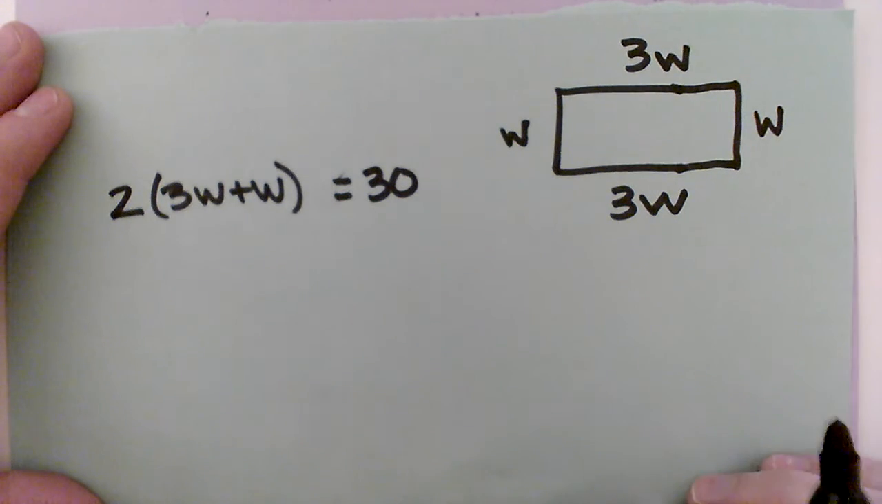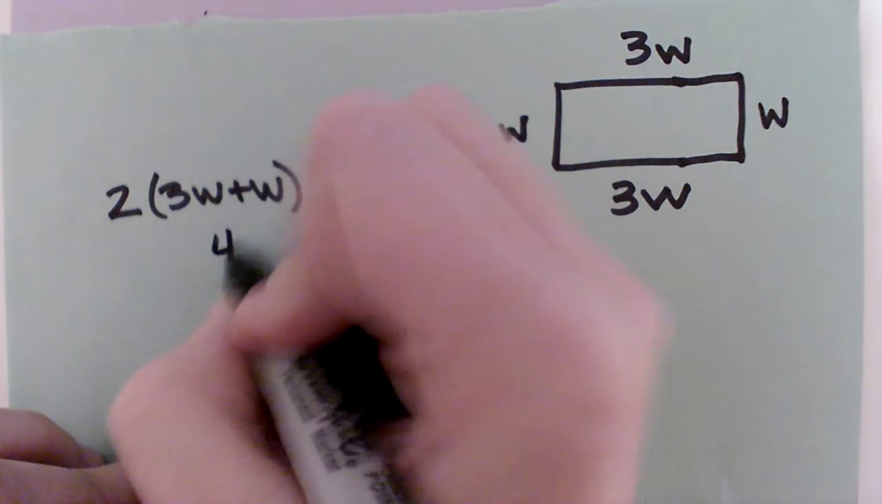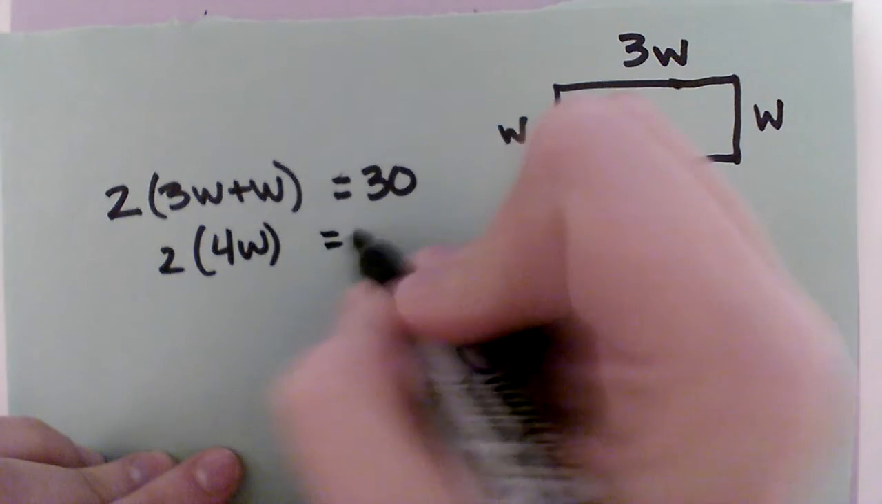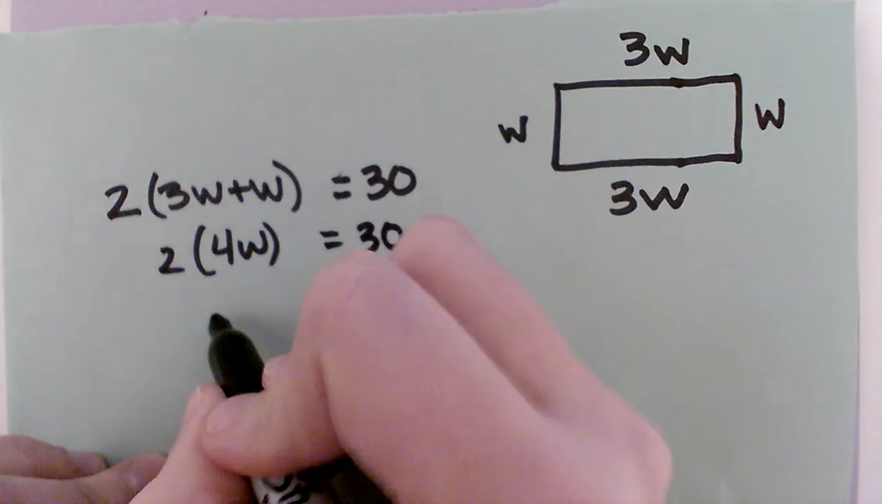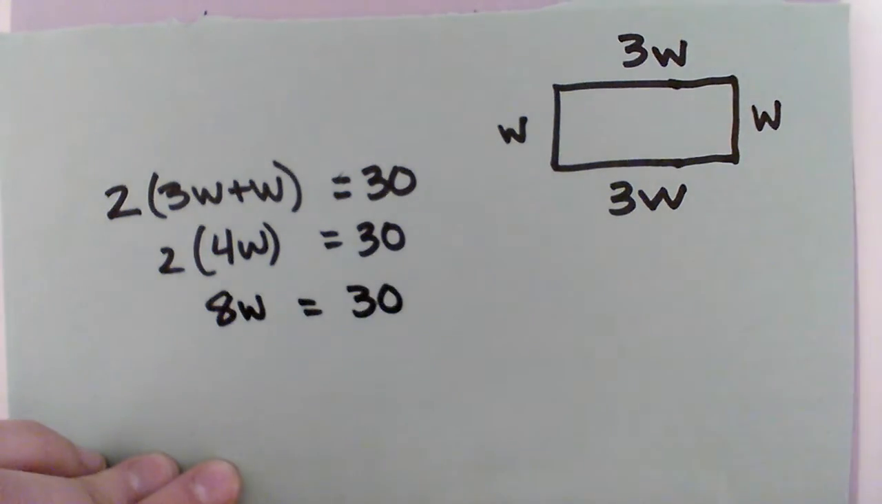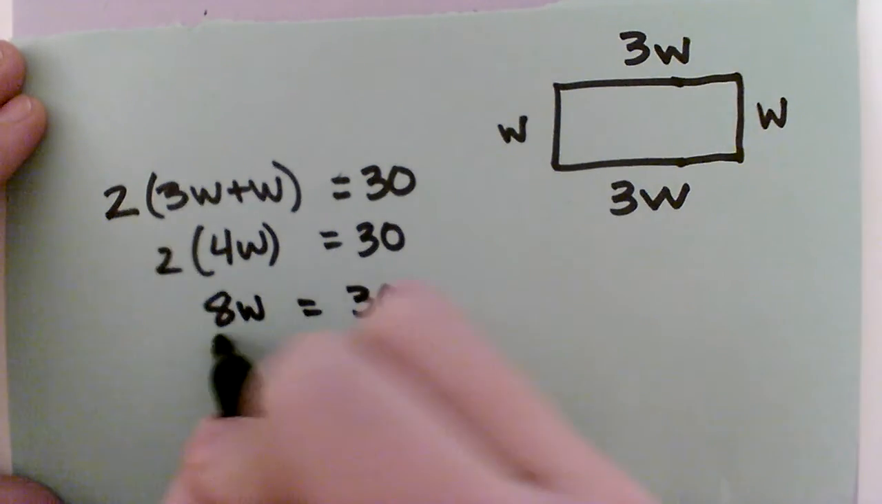Then it says, what is the width of the rectangle? So like I just said, we're going to simplify this. Here we've got 4, and all of that is multiplied by 2. Then this is 8W equals 30. So to solve for the width, what we have to do is divide by 8.